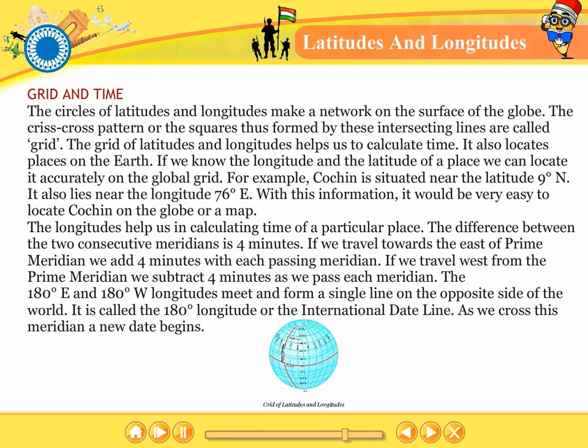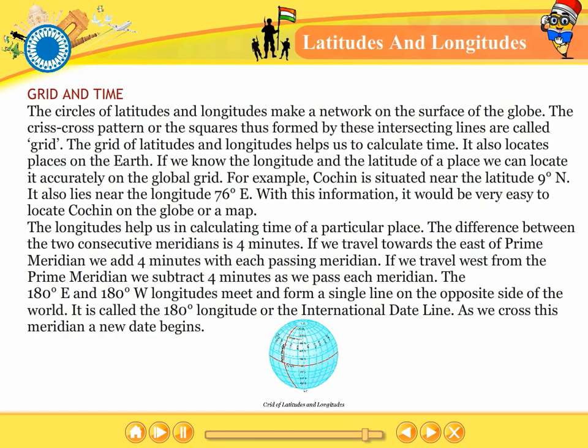Grid and time. The circles of latitudes and longitudes make a network on the surface of the globe. The crisscross pattern or the squares thus formed by these intersecting lines are called grid. The grid of latitudes and longitudes helps us to calculate time. It also locates places on the Earth. If we know the longitude and the latitude of a place, we can locate it accurately on the global grid. For example, Cochin is situated near the latitude 90 degree north. It also lies near the longitude 76 degree east. With this information, it would be very easy to locate Cochin on the globe or a map.